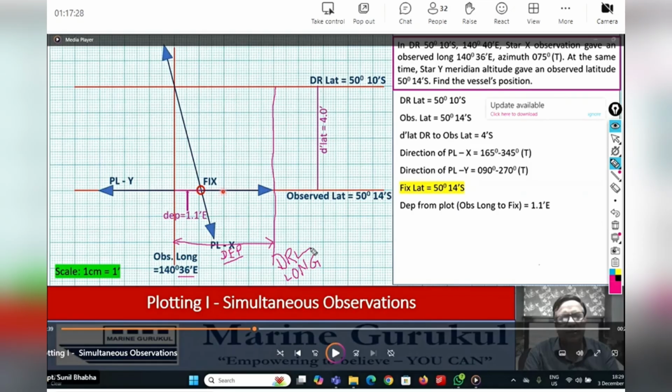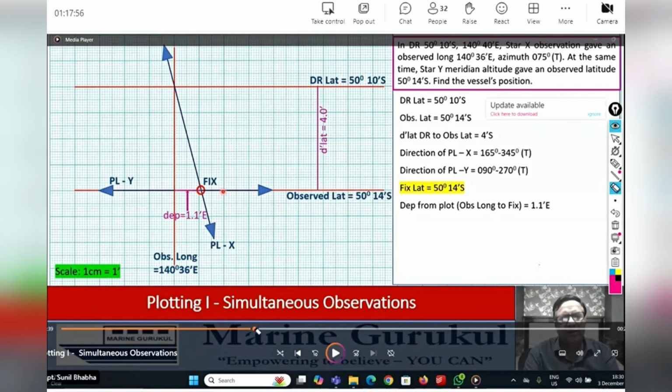Naturally, beta. If you have a long by chron PL, you will have to plot observed long. If you have an intercept PL, you need a DR long. Yes, sir. So, any doubt in this, beta? Let me know. DR long is there in the plot. See. Clear, sir. Very good. So it is clear finally. So we can remove the DR long now.